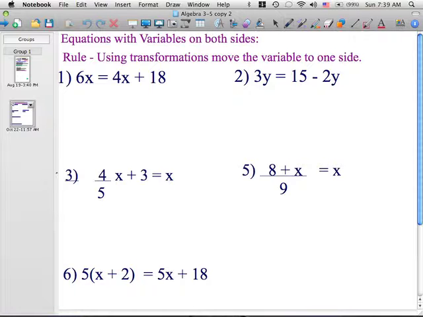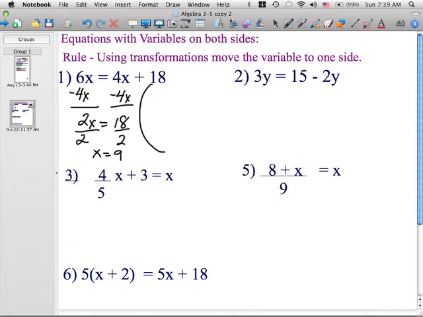So this is adding 4x, this is positive 4x, so I'm going to subtract 4x from both sides. So that leaves me 2x equals 18. And then divide by 2, and my solution is 9. And you can plug it back in and check it. 54 equals 36 plus 18.